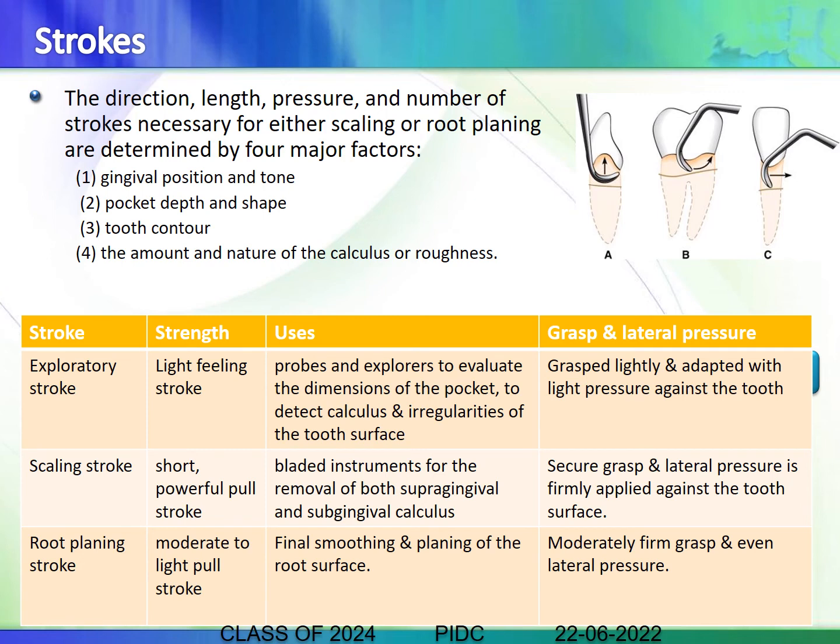The second is the scaling stroke, a short, powerful pull stroke used with the bladed instruments for the removal of supragingival or subgingival calculus. You secure the grasp of the instrument correctly, and lateral pressure is firmly applied against the tooth. The third one is the root planing stroke, a moderate to light pull stroke for the final smoothing and planing of the root surface. A moderately firm grasp is used, and even lateral pressure is applied.